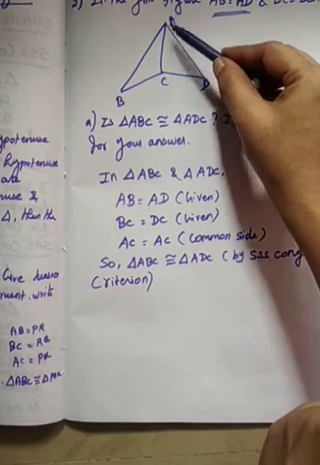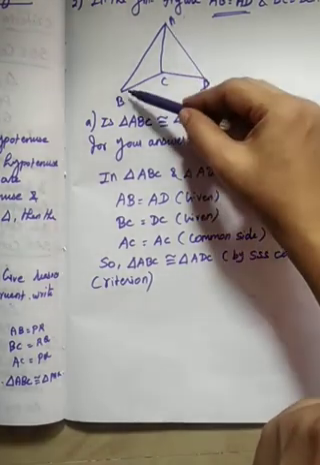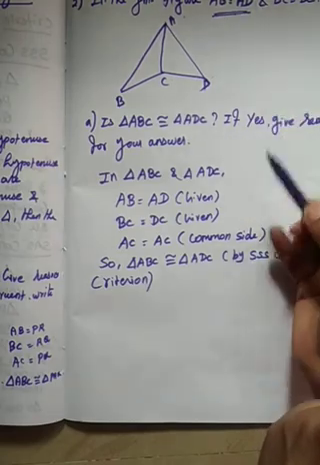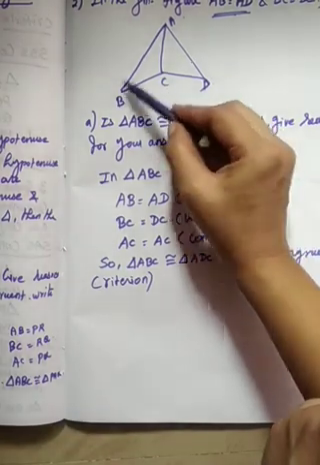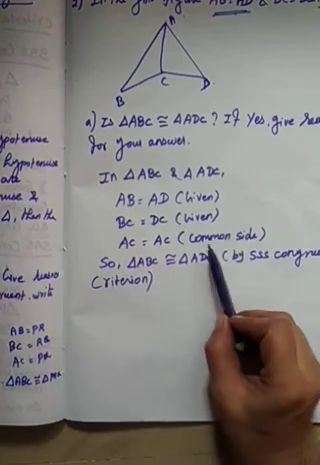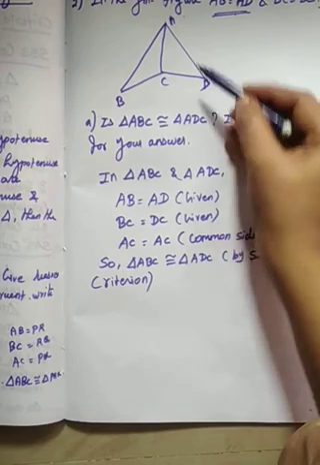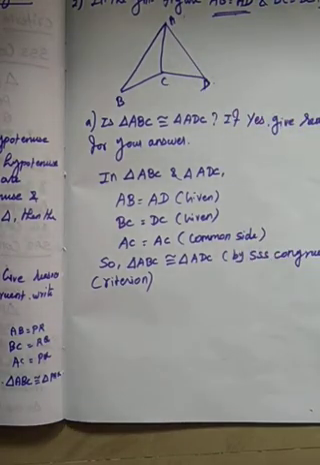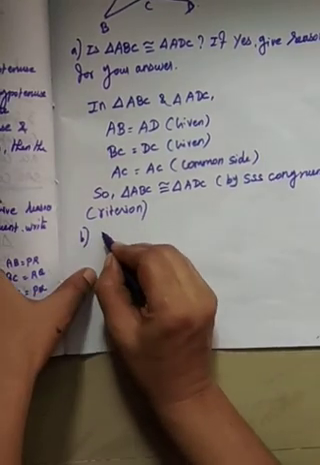In triangle ABC and triangle ADC, in these two triangles, AB equal to AD, this is the given condition. And then BC equal to CD, also a given condition. In these two triangles, AC is the common side. So here AB equal to AD, BC equal to CD, AC is common, three sides are equal. So we can say the given triangles are congruent by the triple S congruence criterion. Clear?